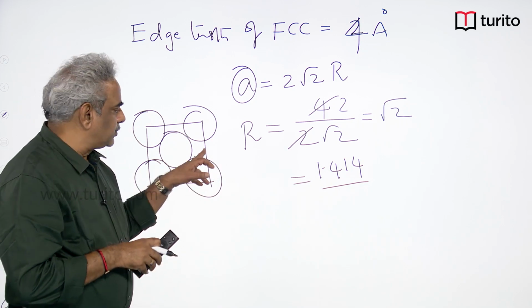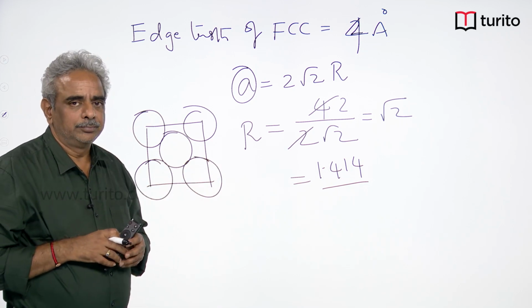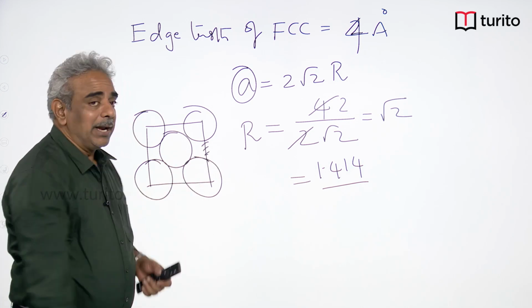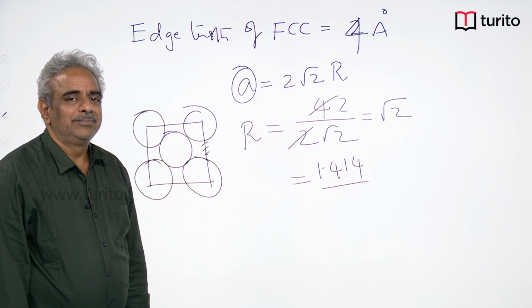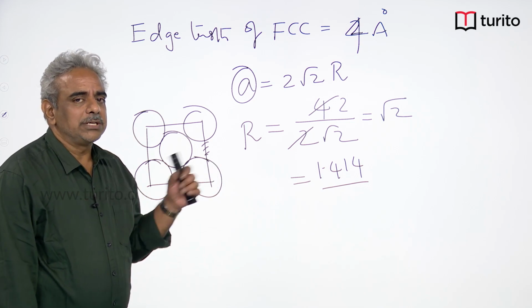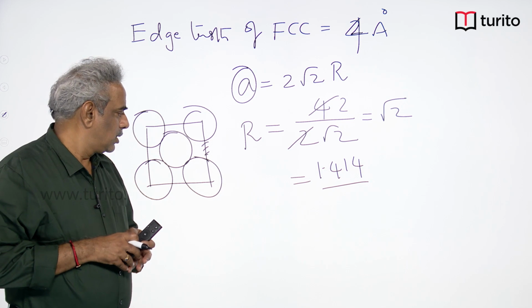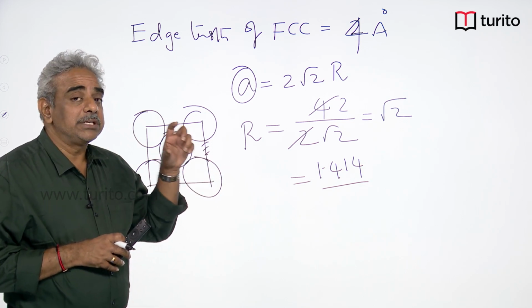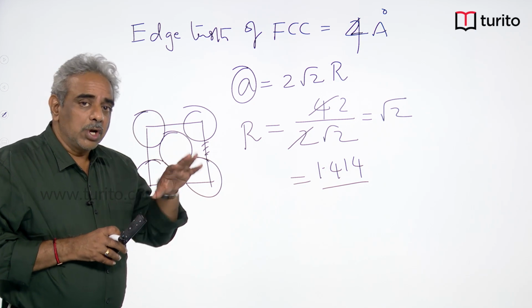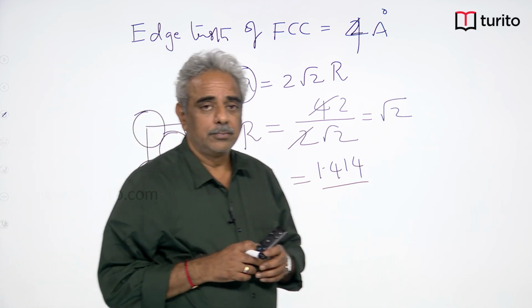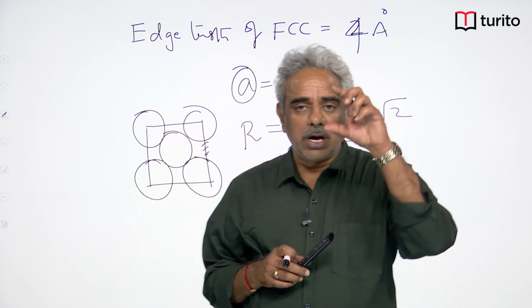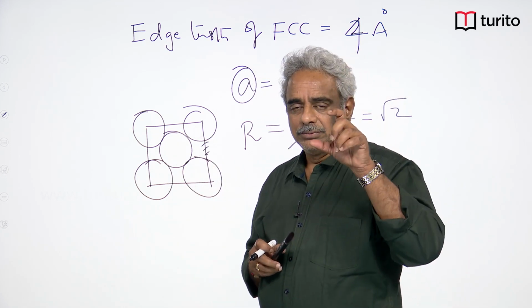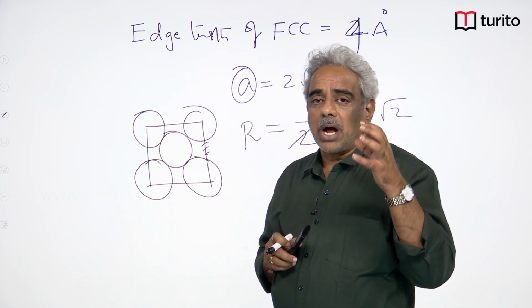Did you understand that some space is not occupied? Some space is unoccupied, length is there. I will give a very logical question on this. How much length in an FCC unit cell is not occupied? How much of the FCC unit cell's edge length is remaining unoccupied?